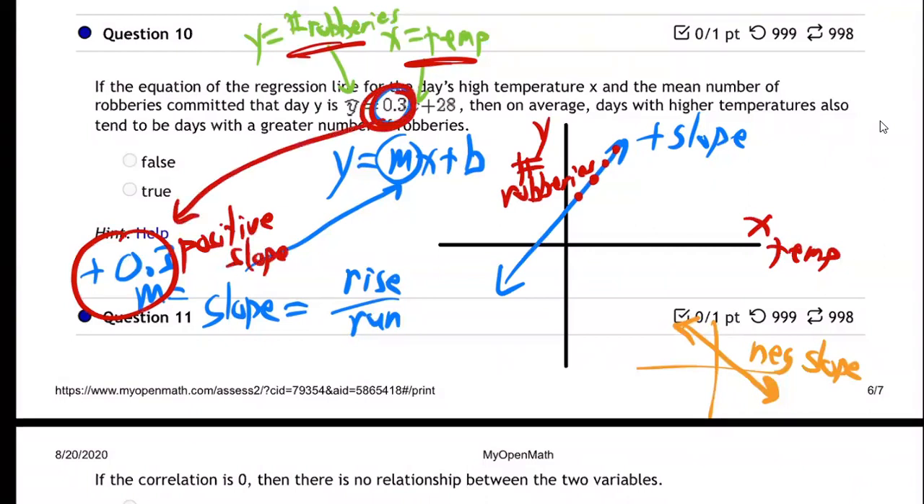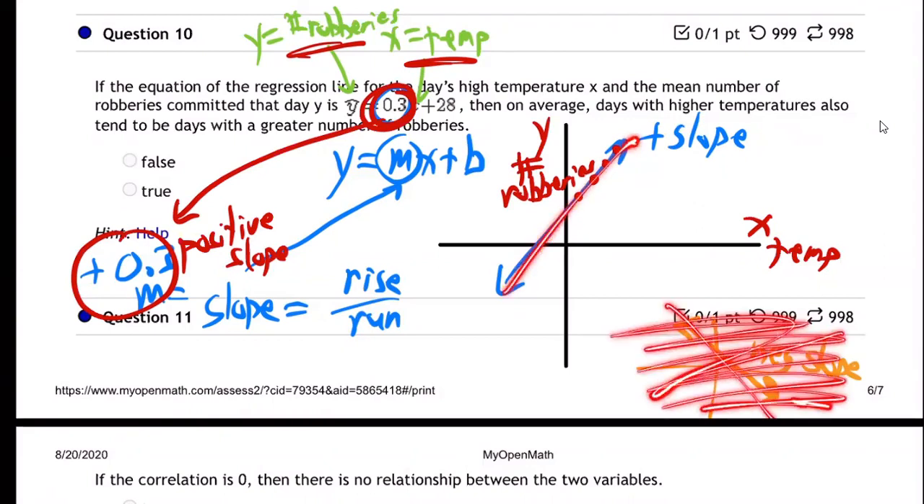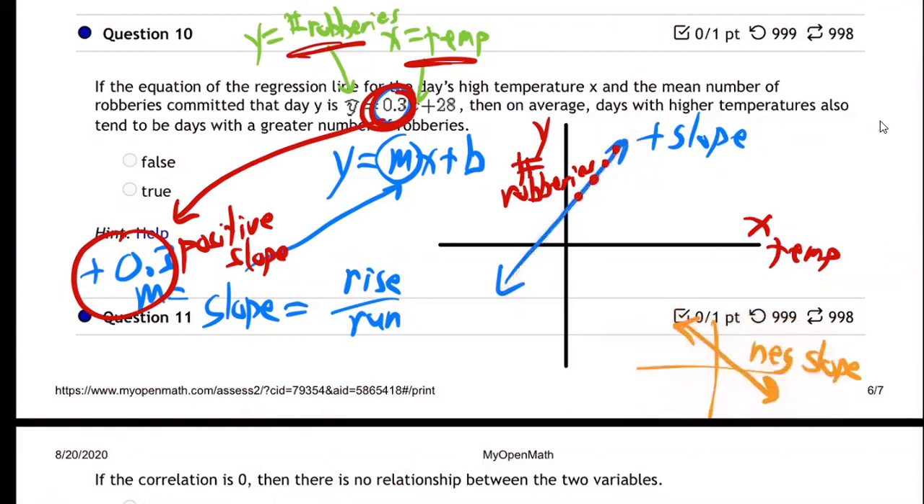So whenever you have a y equals mx plus b equation, the number next to x is the slope. If it's positive, that's a positive slope. That's a line going up to the right. So we know our line goes up to the right. It's not a negative slope line. It's a positive slope line. The dots go up to the right.